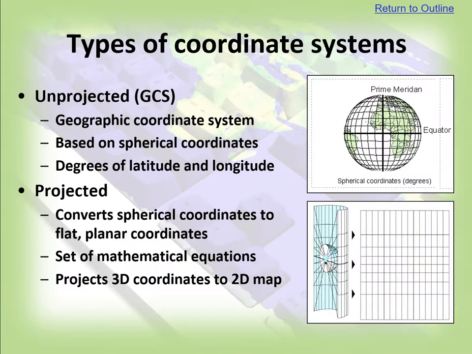There are also 2 different types of coordinate systems. One is an unprojected coordinate system, the other is a projected coordinate system. Unprojected coordinate systems are based on the actual sphere of the Earth itself. So you can think of it as a globe system. There are geographic coordinate systems. The geographic coordinate system is based on the sphere of the Earth. It says okay, the shape of the Earth is an actual sphere, and that is our latitude and longitude.